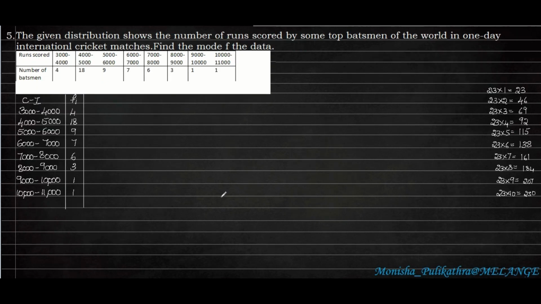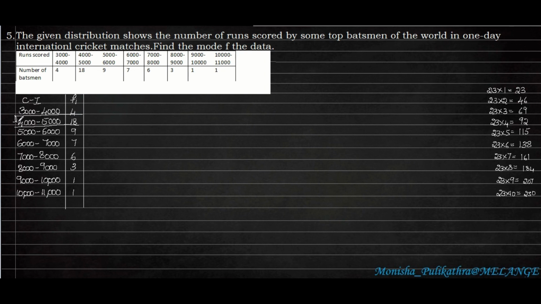Moving on to the fifth question. In this question, we need to find only the mode of the data. There is no need of finding any mean here. In order to find the mode, we need to find the maximum frequency in the table. The maximum frequency is 18. So we have to select that row which has the maximum frequency. So we need to select this row.